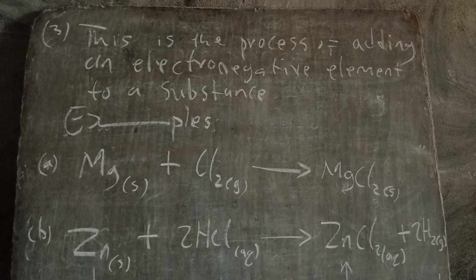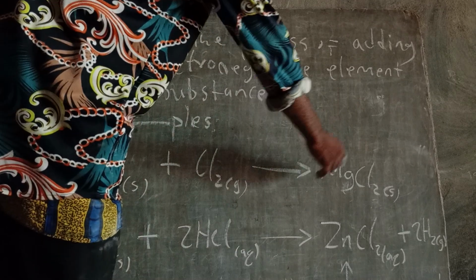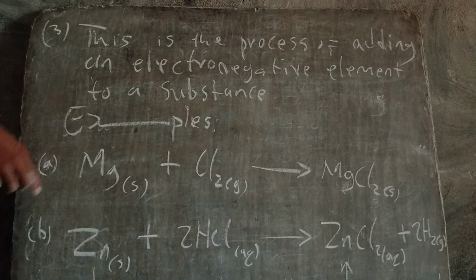Look at magnesium reacting with chlorine. Chlorine is a non-metal. And since it is a non-metal, it is referred to as what? Electronegative element. Naturally, non-metals are electronegative. Good. The process of magnesium reacting with chlorine to produce what we call magnesium chloride is referred to as what? Oxidation reaction. Are you with me? That's it.